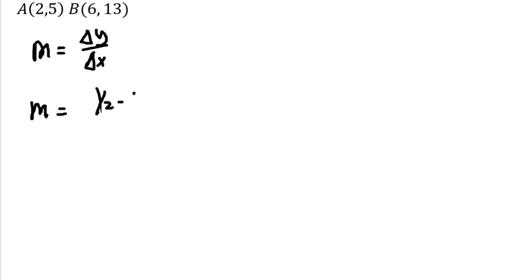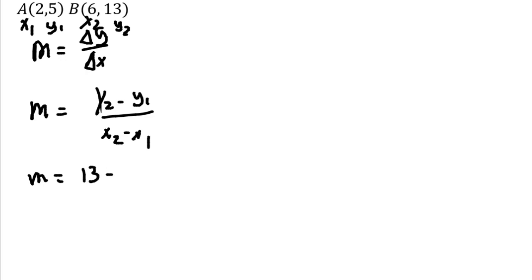So first, what we're going to do is write the formula. The formula for slope is the change in y divided by the change in x. We're going to represent it that way or in this way. Next step is we're just going to assign values. So we're going to substitute y sub 2 and y sub 1, and x sub 2 and x sub 1.